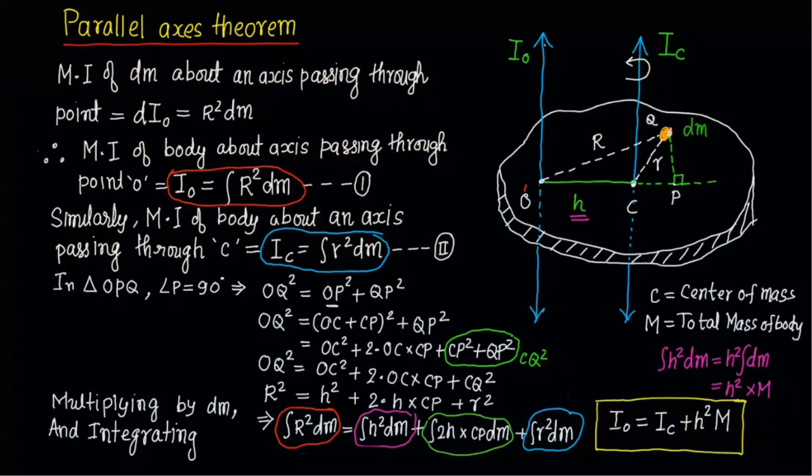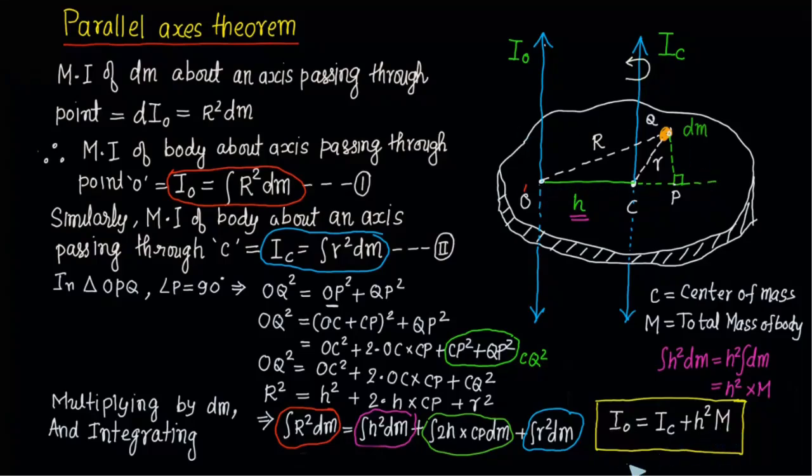So let's first understand what this theorem says. This theorem says that the moment of inertia of a body about any axis is the sum of the moment of inertia of the same body about an axis which is parallel to the given axis and passing through the center of mass, plus the product of the square of the distance between them and the mass of the body.